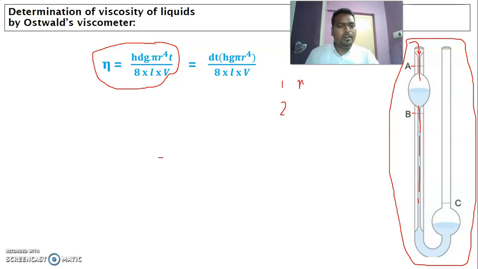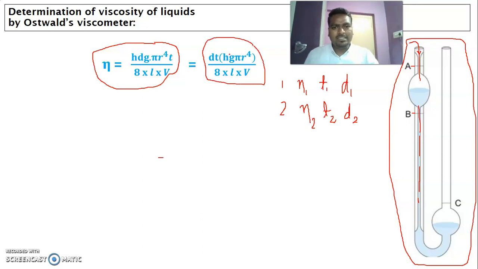Here eta 1 is the viscosity coefficient of liquid 1 and eta 2 is the viscosity coefficient of liquid 2. T1 is the time taken by liquid 1 to flow between the points A and B, and T2 is the time for liquid 2. D1 is the density of liquid 1 and D2 is the density of liquid 2. As I told in the beginning, in this expression all the terms are constant except density and time.